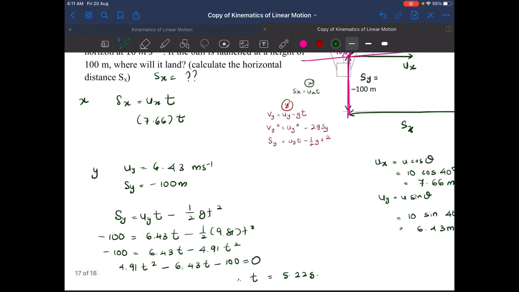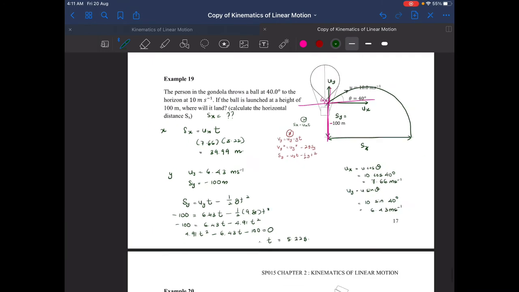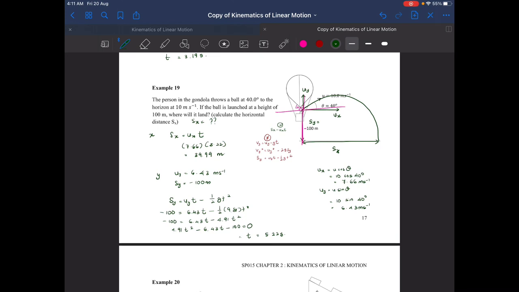So bolehlah masuk dekat sini tadi. So this one you will get, I think, 39.99 meter. So that is all for projectile termasuk punya contoh.